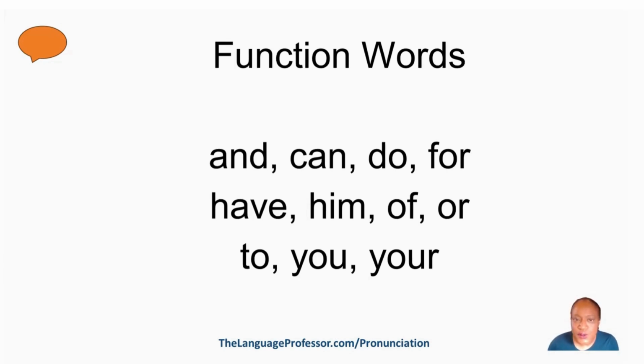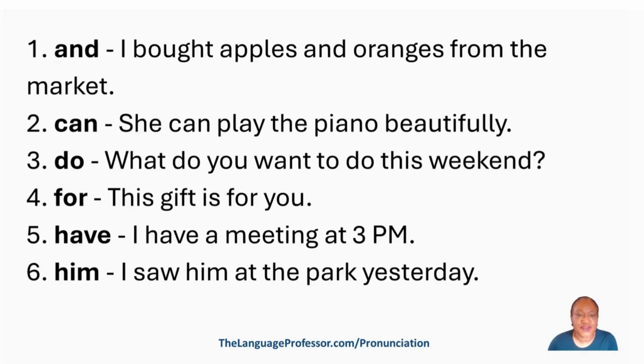Now, let's go and see how we actually use them in some sentences. So, and, we often say and. Okay? I bought apples and oranges from the market. So we don't say, I bought apples and oranges from the market. We don't slow down to say the and fully. We just simply say, I bought apples and oranges from the market. You try. Again, I bought apples and oranges from the market.